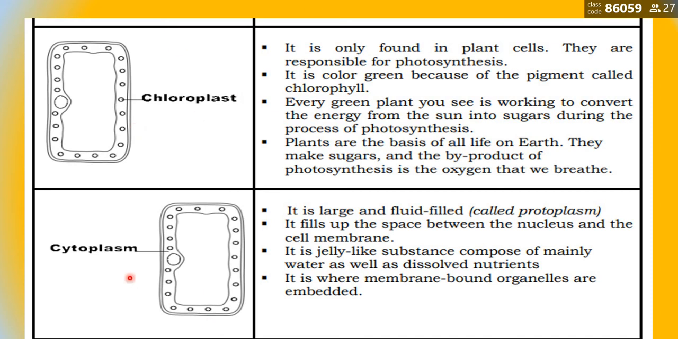Next one is the cytoplasm. It is large and fluid-like, called protoplasm. It fills up the space between the nucleus and the cell membrane. It is a jelly-like substance composed mainly of water as well as dissolved nutrients. It is where membrane-bound organelles are embedded. So this portion.